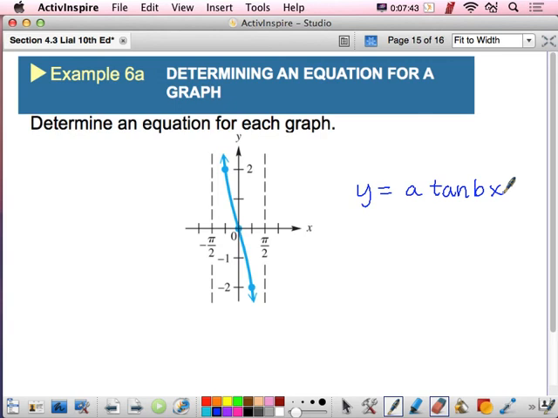How far is it between pi over 2 and -pi over 2? It's a whole pi, right? So that means my period is pi. My period is pi over b, so it looks like b equals 1. Okay? So now we know y equals a tan of 1x. I need to know what a is. A is either 2 or -2. Which is it? Think again.